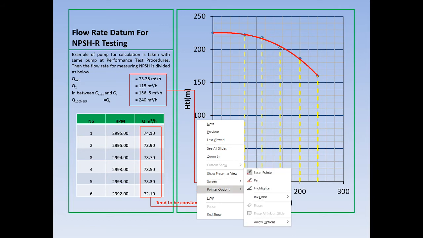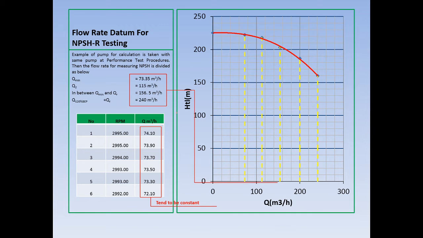Let's take one example here. I choose 73.35 meter cubed per hour. So I choose this point to know the NPSH required at that point. As you can see, the flow tends to be constant, roughly about that: 74, 73, and 72 is the lowest, etc.